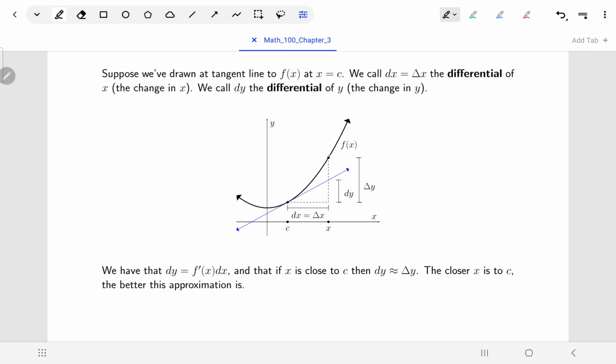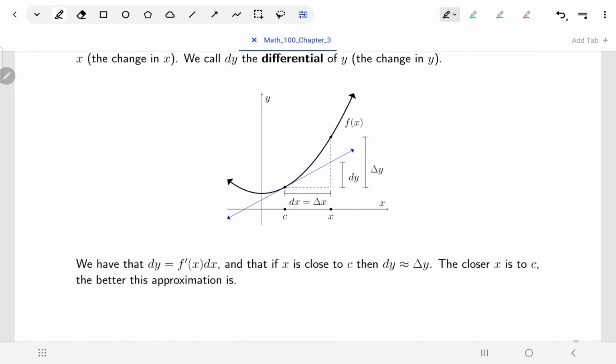Now, for the y direction, there are two different values. We have dy, that's the change in the y for the tangent line, and delta y, that's the change in the y for the function. And those two things are not the same as each other. But same sort of thing as we noticed at the beginning, if you're close to c, then delta y and dy will be relatively close. Further away, delta y might be quite a bit bigger or quite a bit smaller than dy, but if we're really close to c, then delta y and dy will be almost the same.